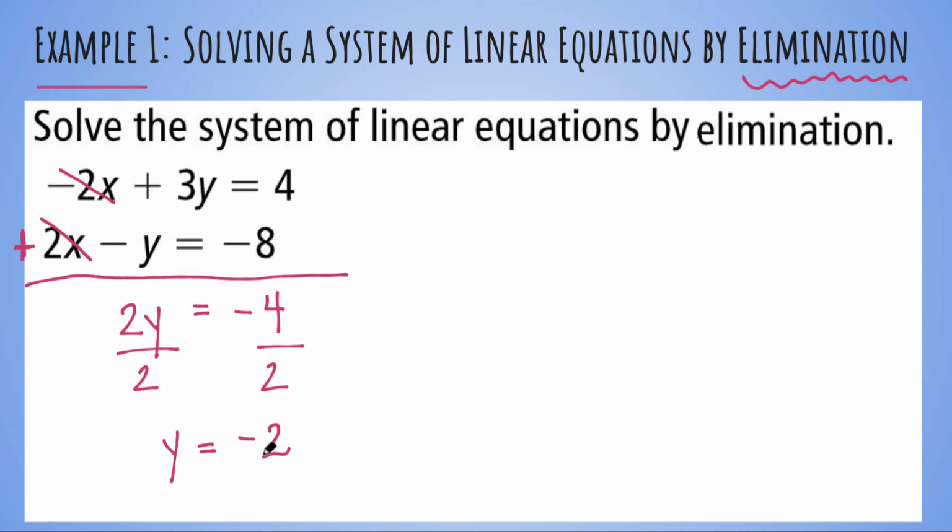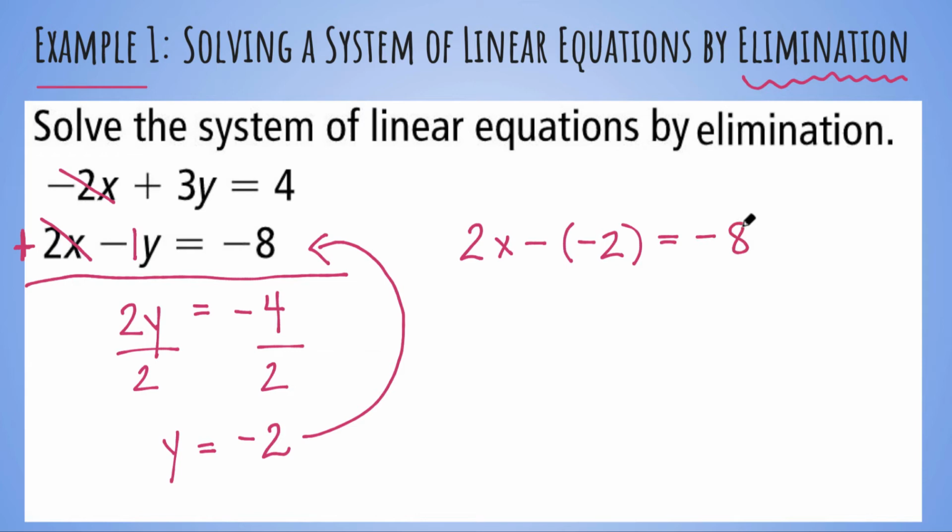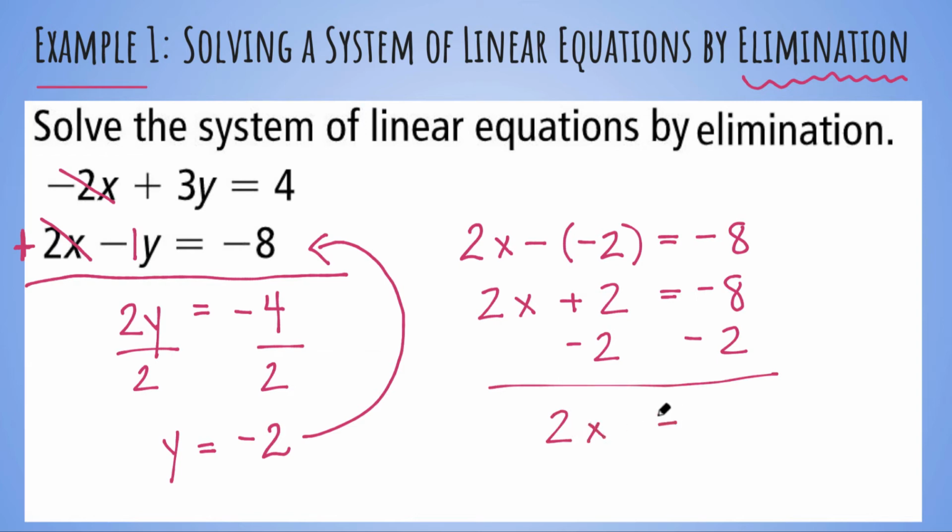Now we can take this y equals negative 2 and do the last step, which is to substitute back into one of the equations. I'm going to substitute it into this one because this one has a coefficient of negative 1. So I've got 2x minus y. We know y is negative 2, and this is equal to negative 8. Simplifying, I have 2x plus 2 equals negative 8. Subtract 2 on both sides. So 2x is equal to negative 10. Divide both sides by 2. You can see that x is equal to negative 5.